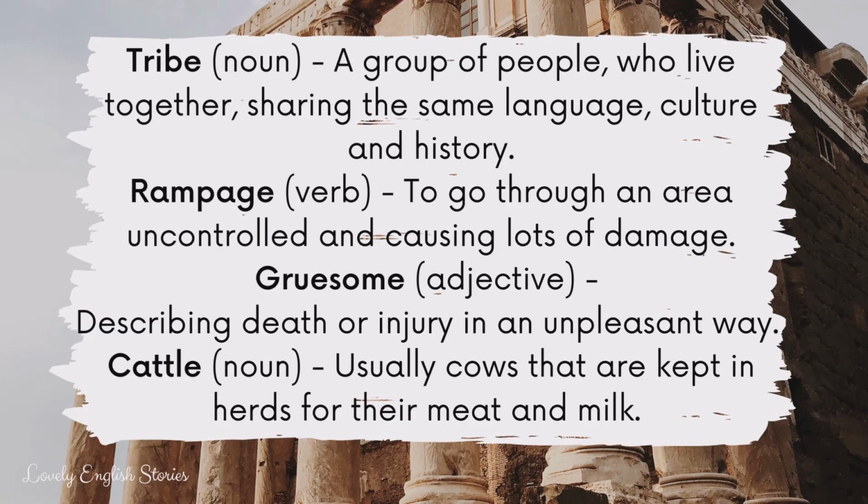A tribe is a group of people who live together, sharing the same language, culture, and history. To go on a rampage is to go through an area uncontrolled and cause lots of damage. Gruesome is used to describe death or an injury in an unpleasant or graphic way. Cattle are usually cows that are kept in herds for their meat and milk.